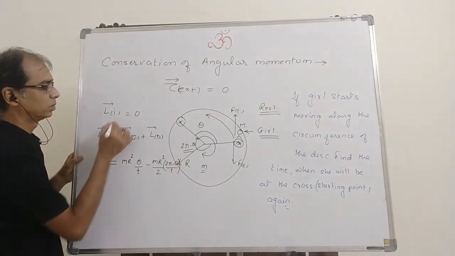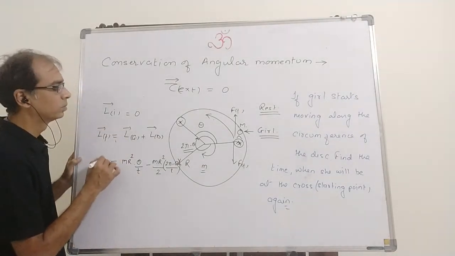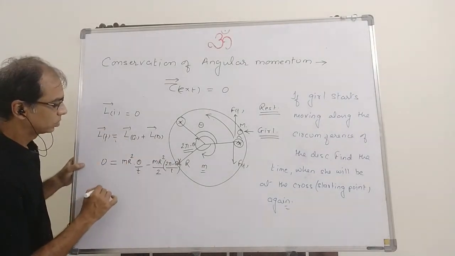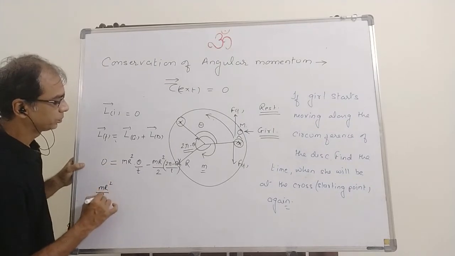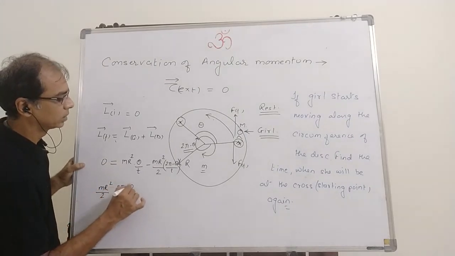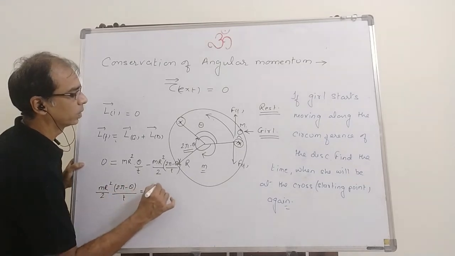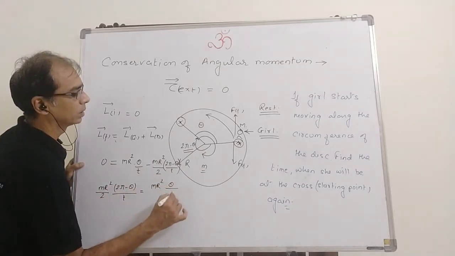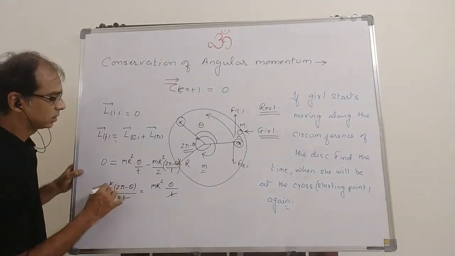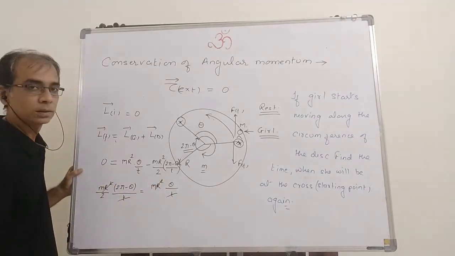Equal to 0 because we are going to equate both. So 0. Bring it this side. So mr square by 2 times (2 pi minus theta) by t equal to mr square into theta by t. This t and this t get cancelled. This r square and r square get cancelled.